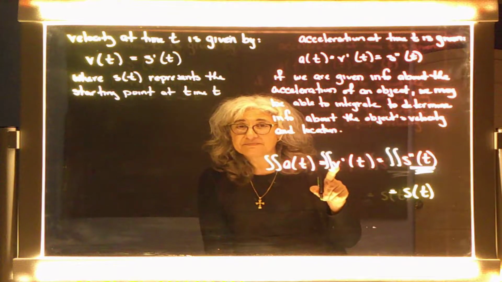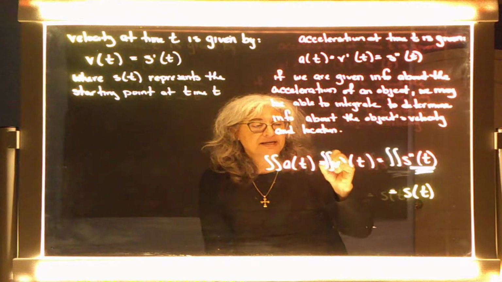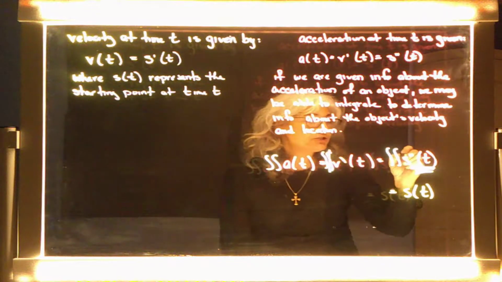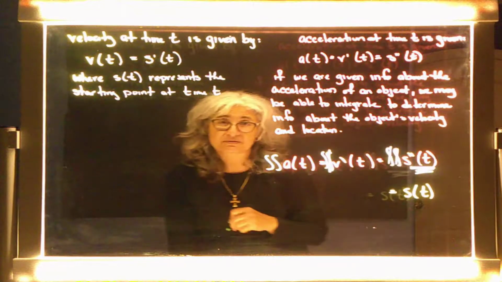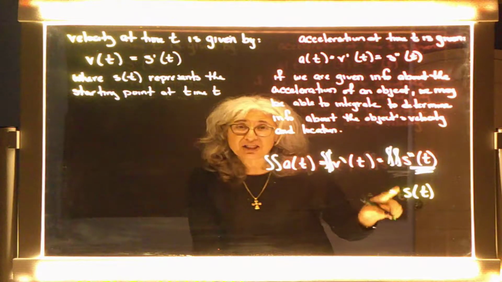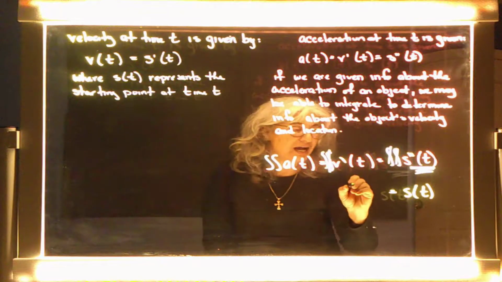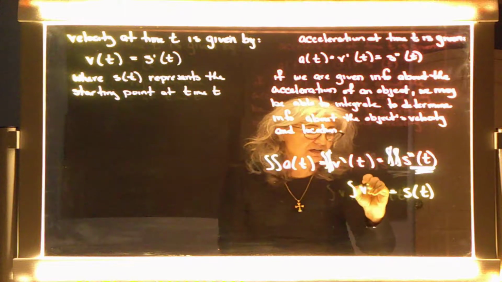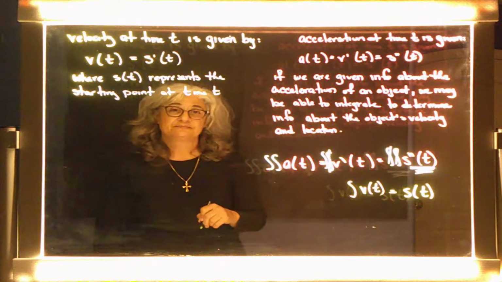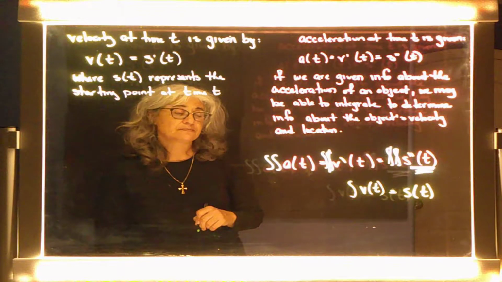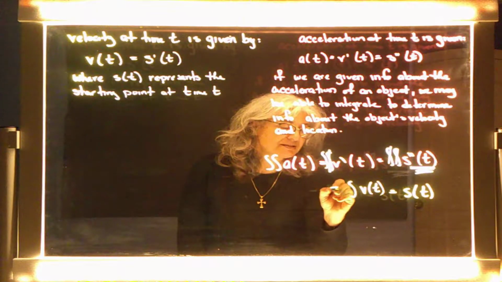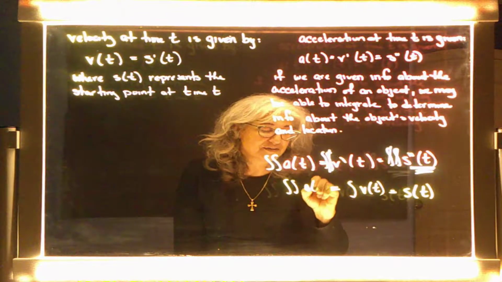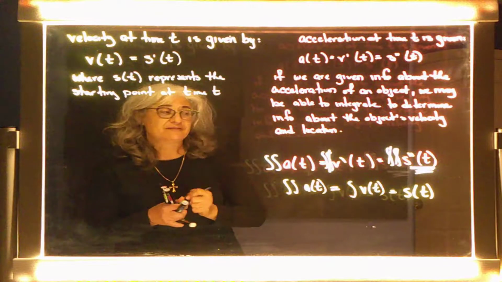V prime of t, that prime cancels with one integral. One prime, one integral, canceled. Two primes, two integrals canceled. Which means to find that location, one of the things I can do is take the integral of the velocity. With me? Which means I could also take two integrals of the acceleration, two antiderivatives of the acceleration.